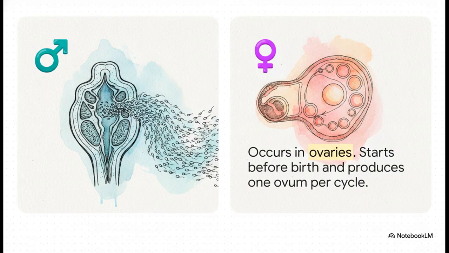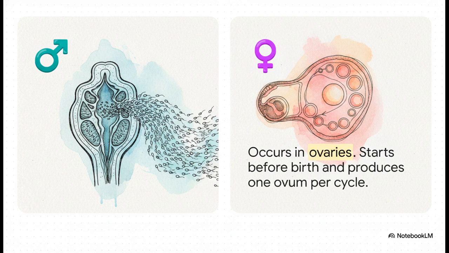So to really get that fertile window, we first have to understand gametogenesis, basically the creation of sex cells. And there is a stark, totally fascinating biological difference here. On the male side, spermatogenesis occurs in the testes. It kicks off at puberty and is just a continuous, massive factory line producing millions of sperm every single day.